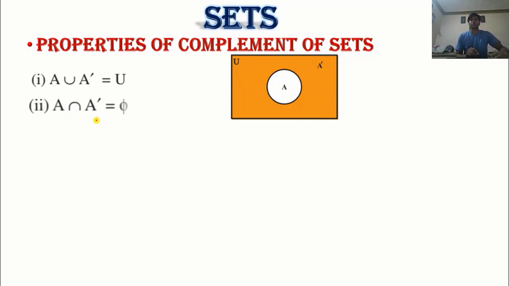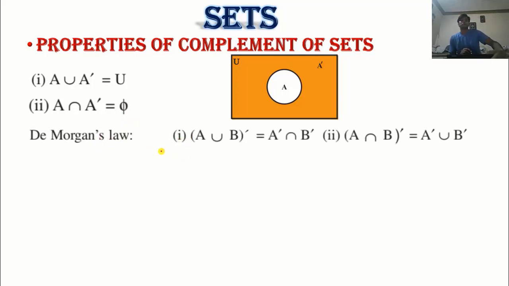Second property is also obvious, A intersection A dash. So this white color region and this yellow colored region have nothing common between these two sets. It means their intersection is phi. You can see. See the third property, De Morgan's law.